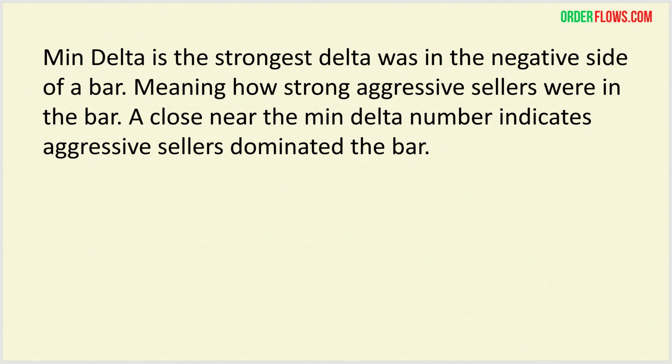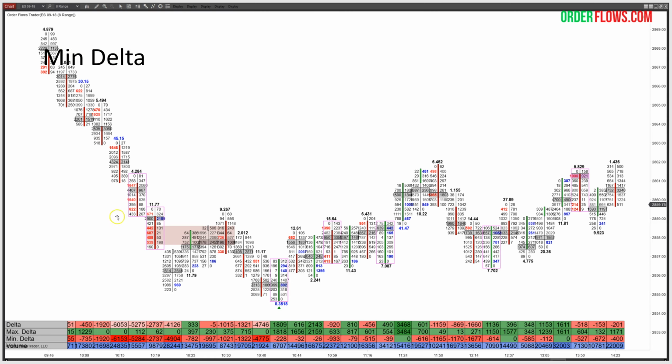Now, min delta is the opposite of max delta. Min delta is the strongest delta on the negative side of the bar, meaning how strong aggressive sellers were in the bar. A close near the min delta number indicates aggressive sellers dominated the bar. You'll see it on this chart, min delta is always red unless it settles at 0, then it'll be green. It'll never be positive.